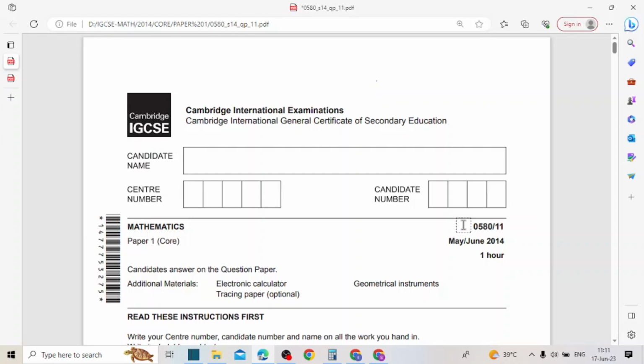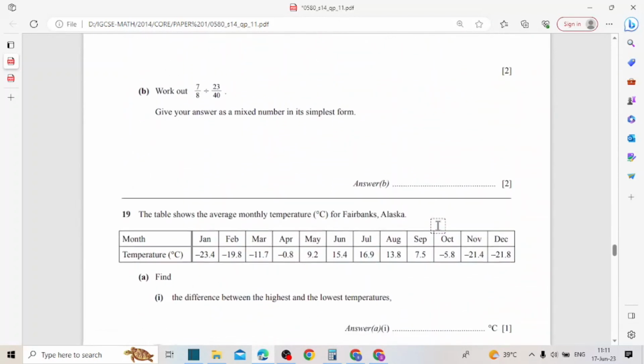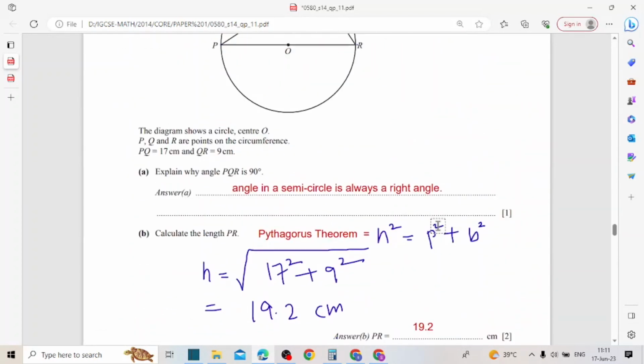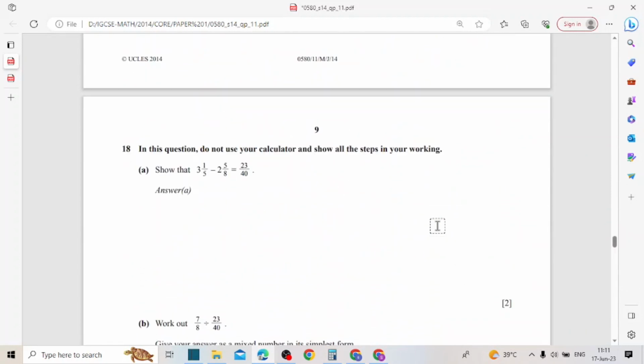Hi guys, we are coming to the third video of this paper, 2014 Summer Paper 1 Core Mathematics 0580 Code 11. So let's go back to the question where we stopped in the last video. That's the question number 17. It's fully done. Now we are moving to question number 18.